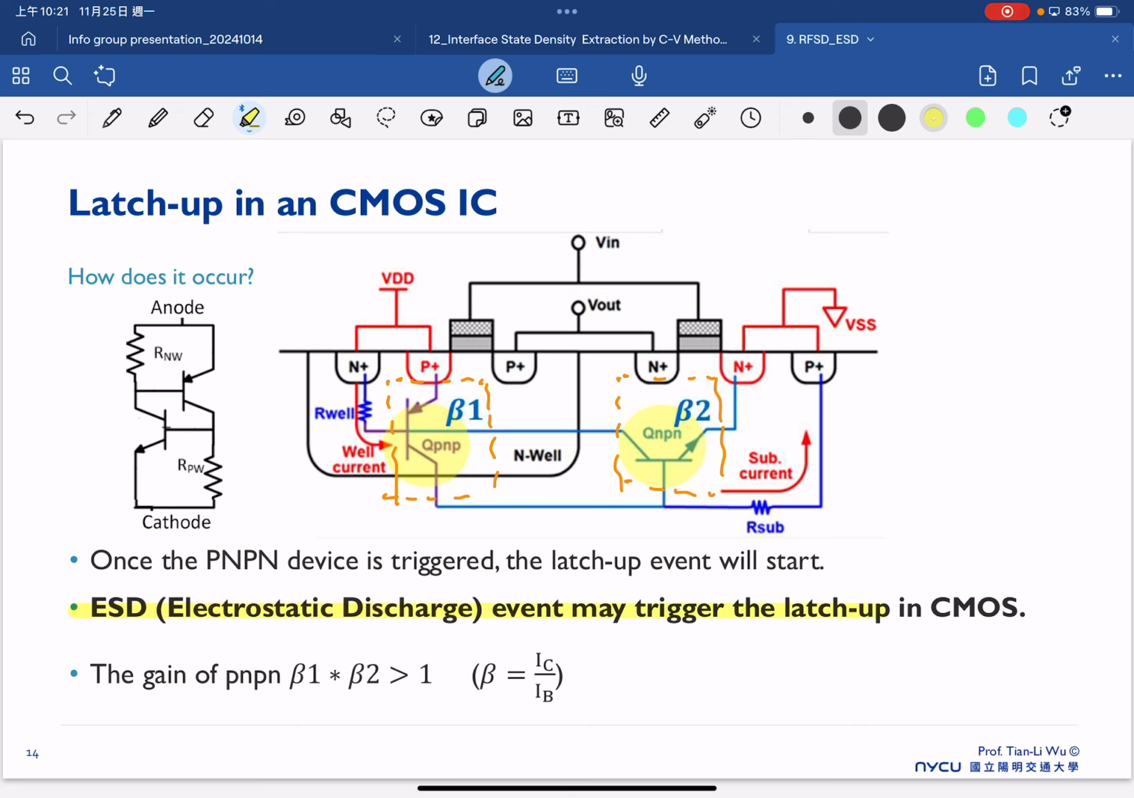in the CMOS. And the reason why the current can keep increasing is because, as you already know, in the BJT, the collector current is dependent on the base current. That's what we call the beta. And in most cases, the beta is larger than 1. Therefore, the gain of this PNPN is beta 1 times beta 2, which is larger than 1. And that's why we see the current will keep increasing, because the beta of these two parasitic BJTs is larger than 1.